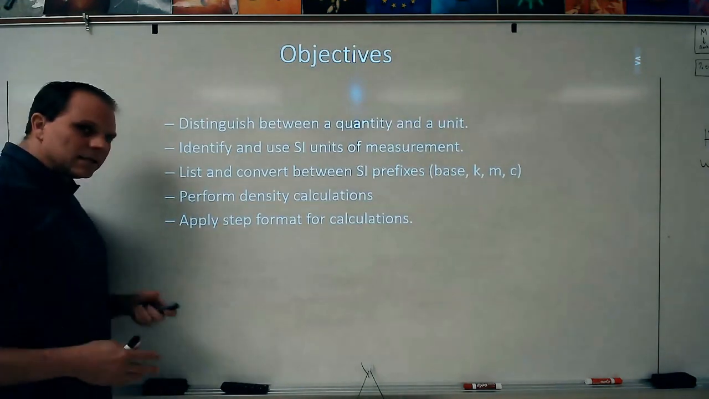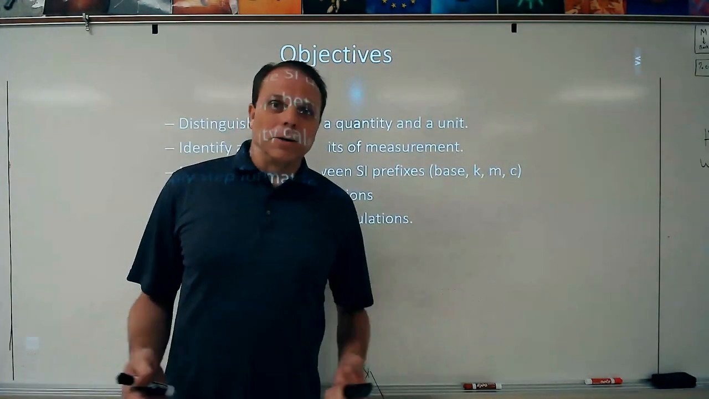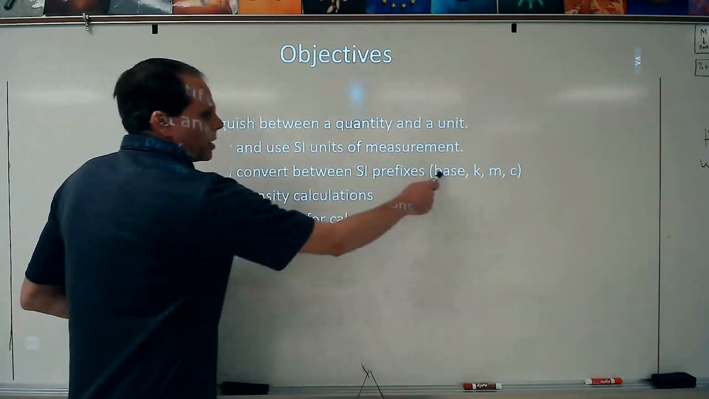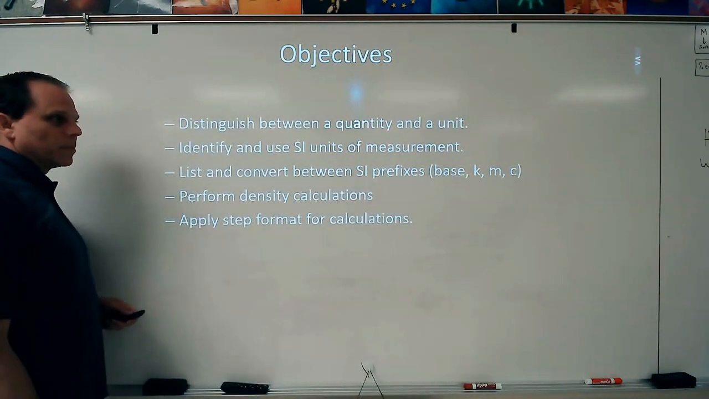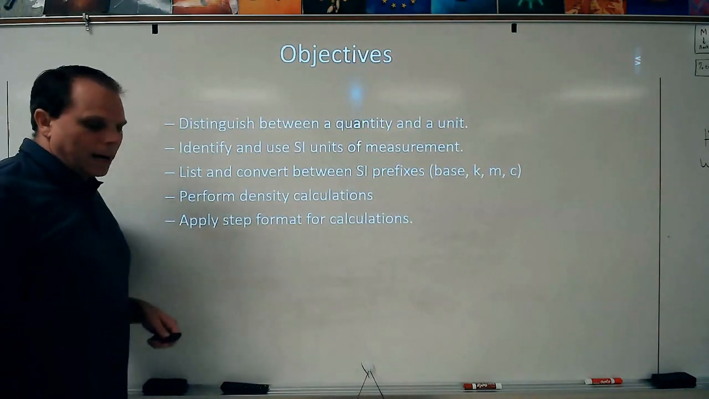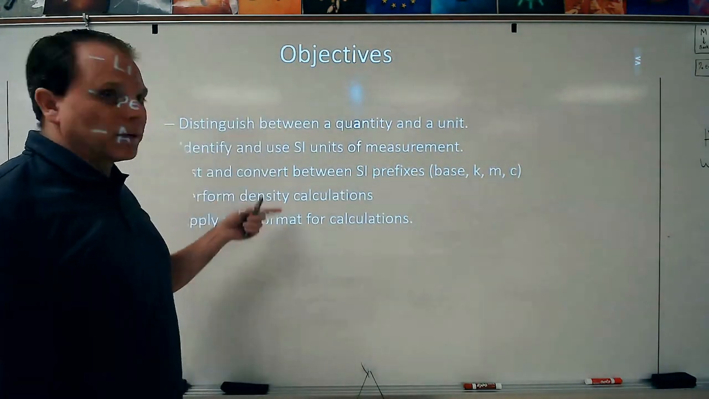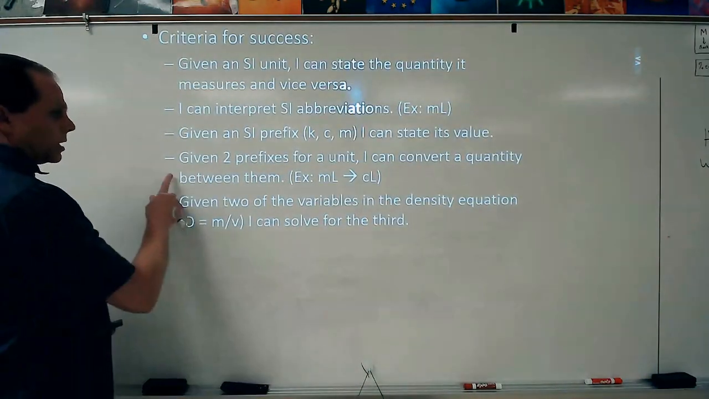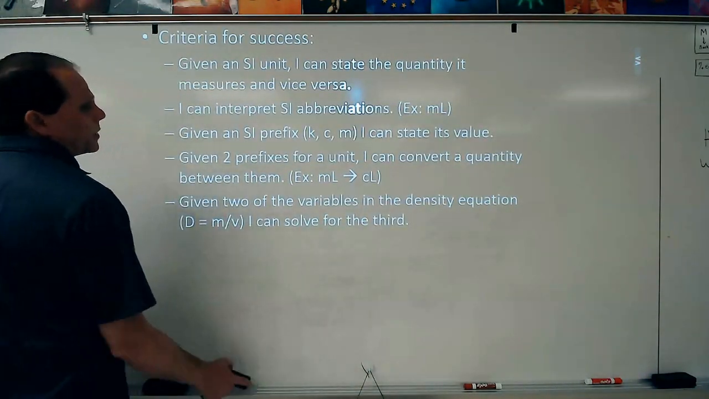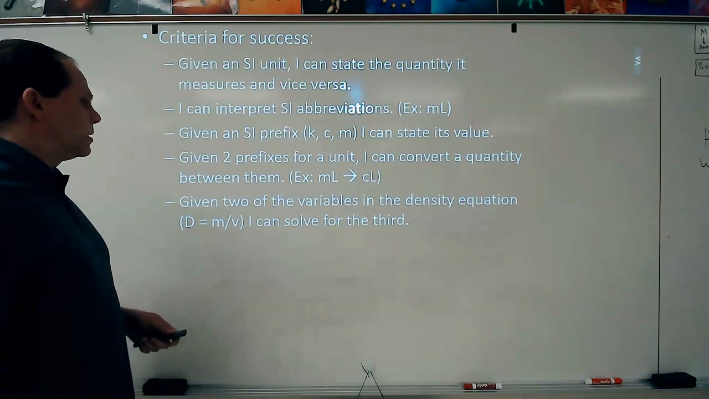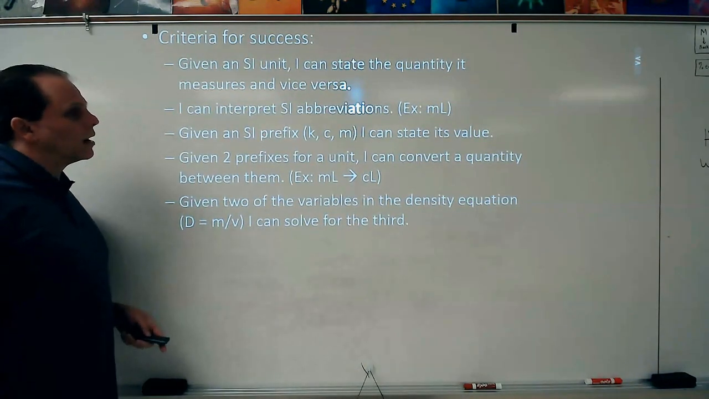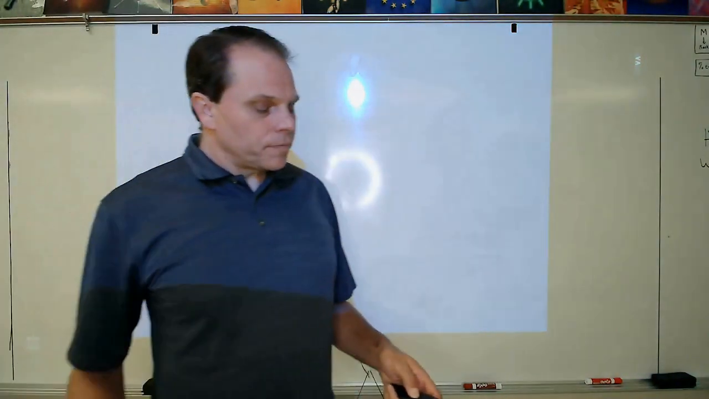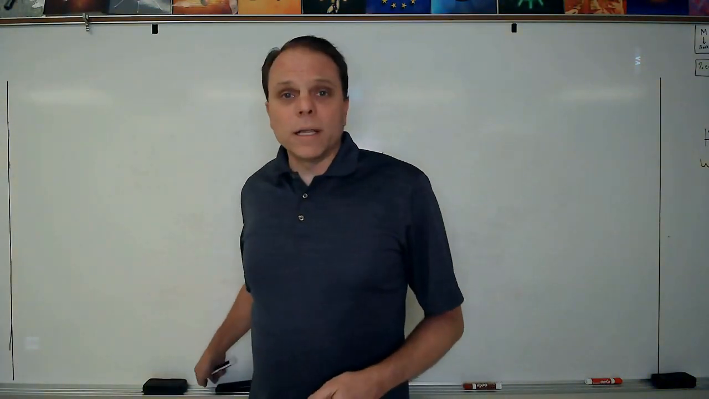Okay, so now we can do what we set out to do. All right, all of our objectives are now met. Now we can actually do this one right here where it says to list and convert between the SI prefixes. And of course, we were able to do those others before. So we are golden. We can be given 2 prefixes per unit. We can convert a quantity between them. And so we're good to go there as well. Awesome. Okay. So that's it for this lecture.